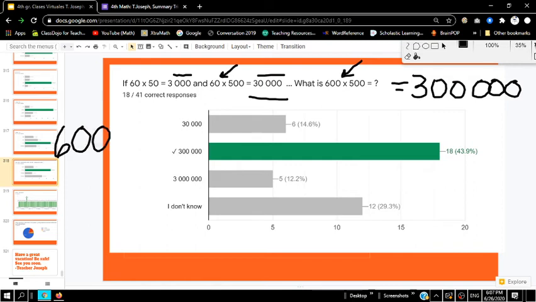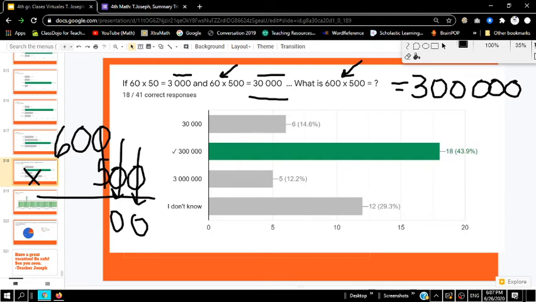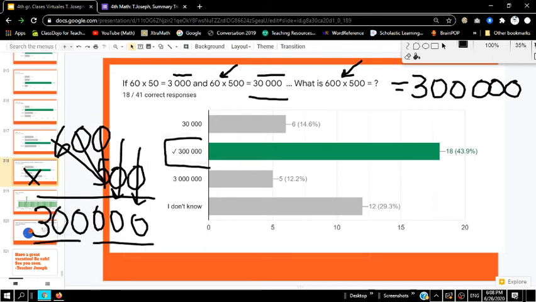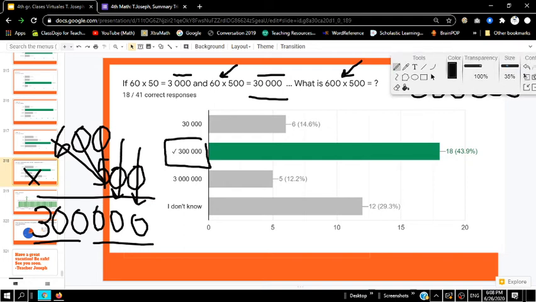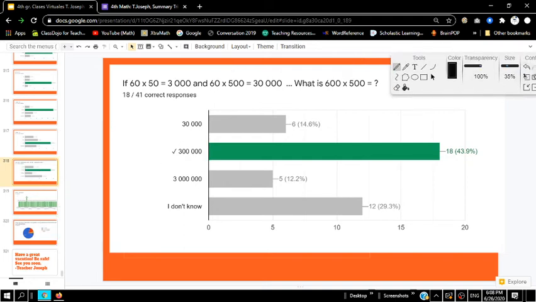600 times 500. Drop down my zeros into my answer blank. 0 times 5 is 0. 0 times 5 is 0. And 6 times 5 is 30. So 300,000 is your answer. Let's go to the next problem.